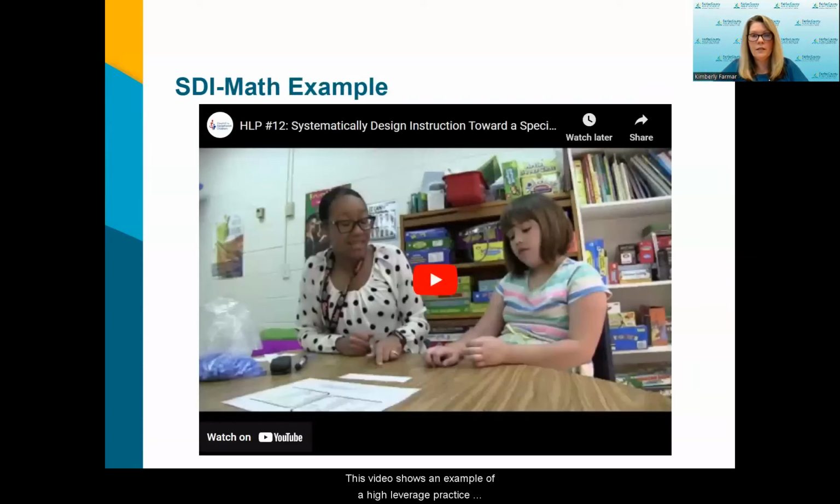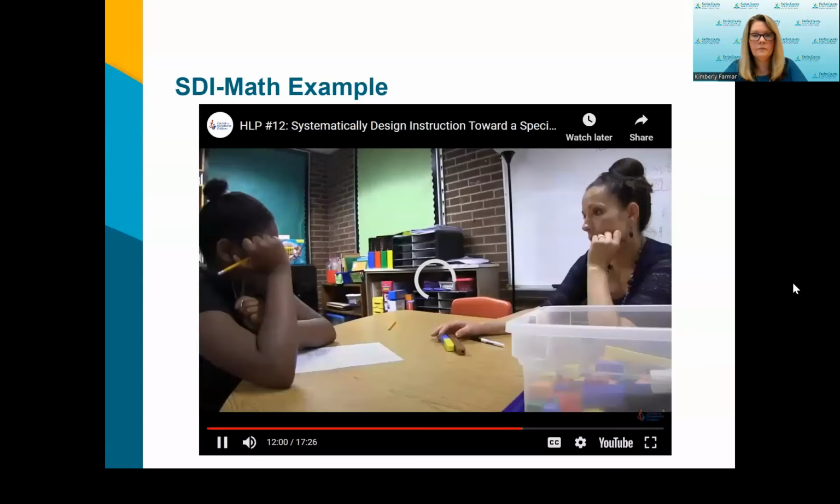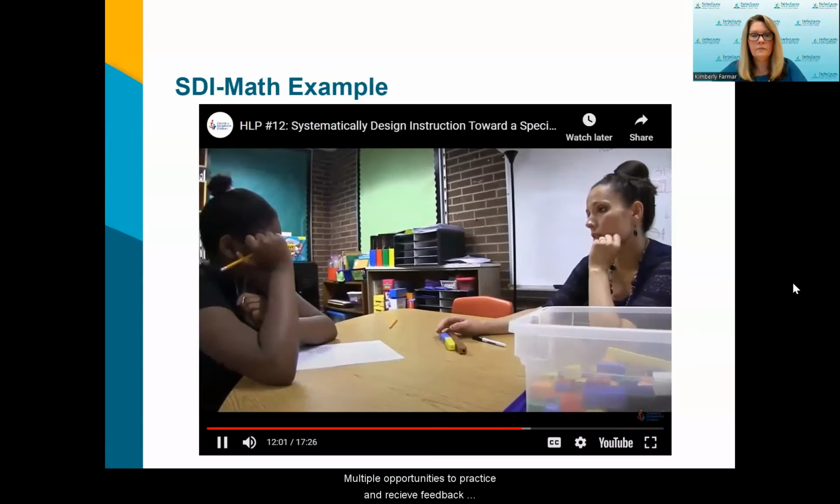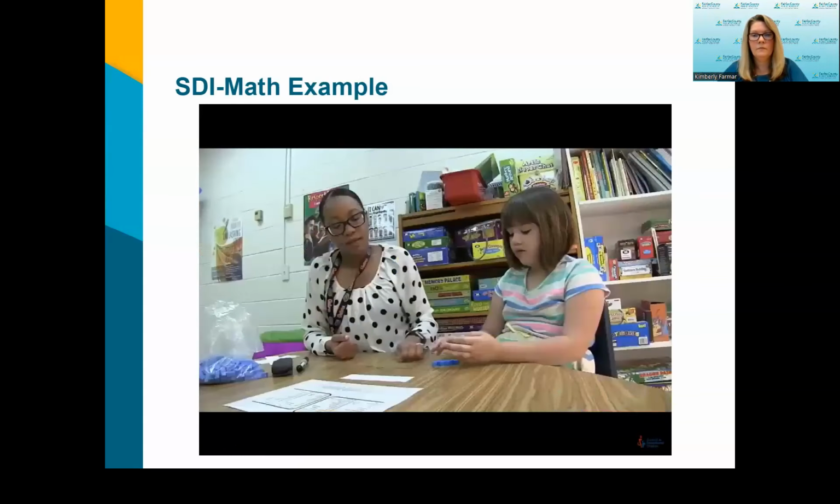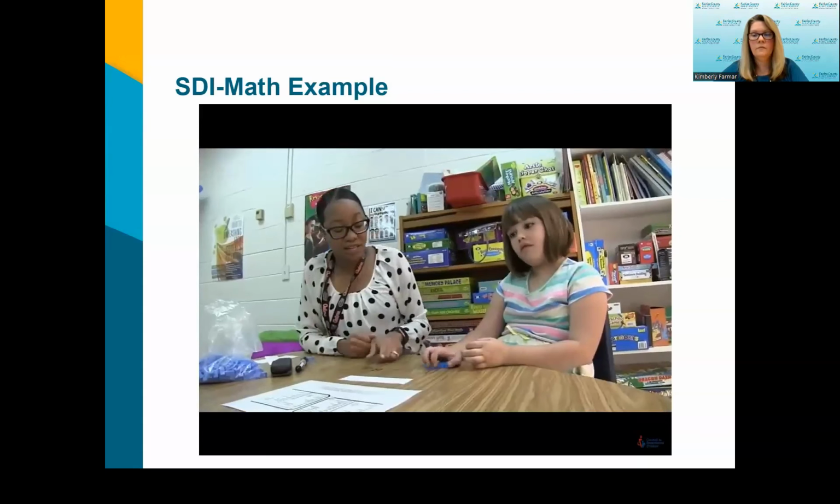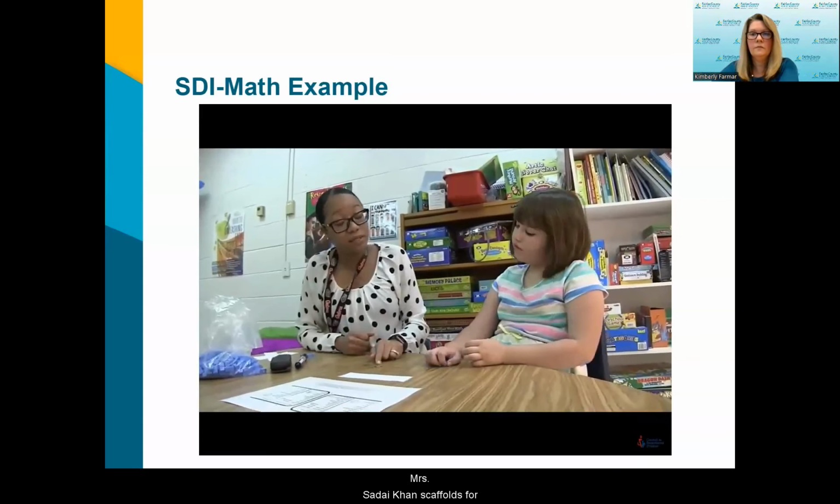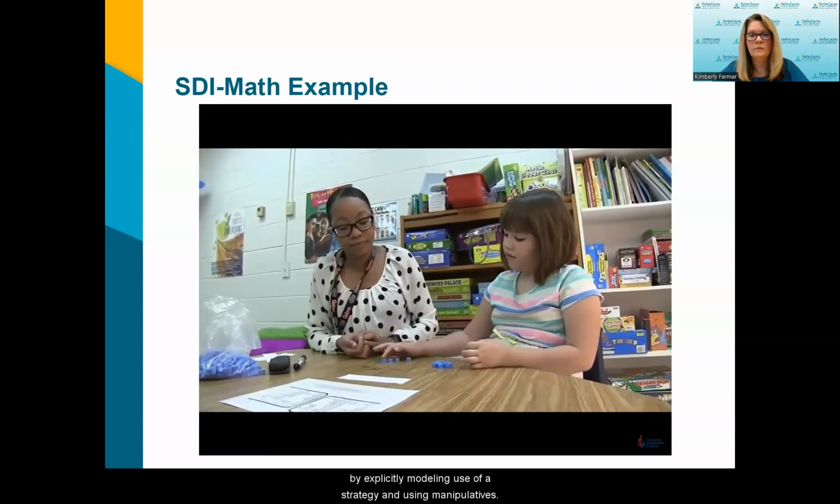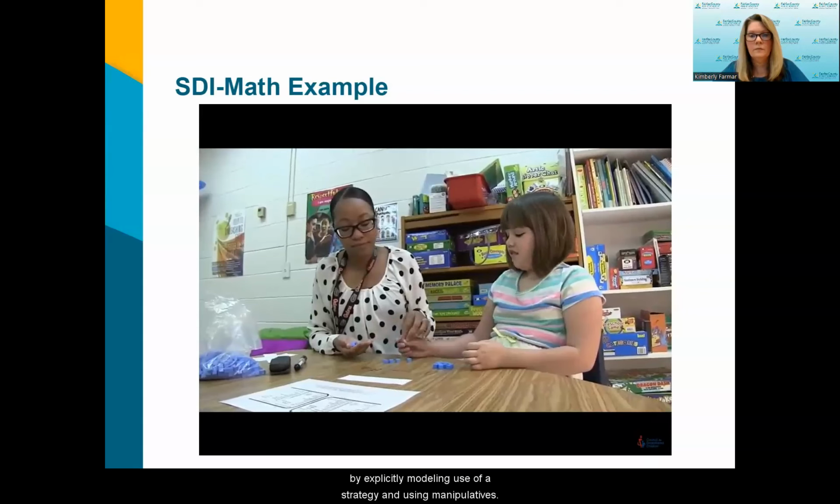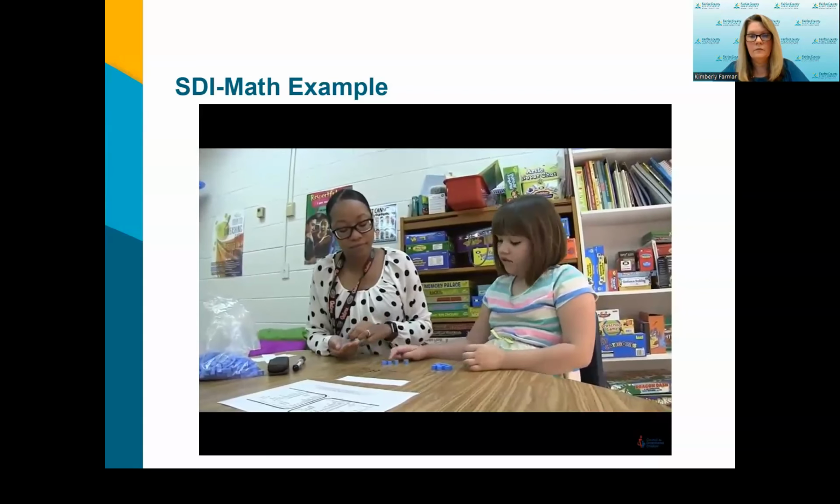This video shows an example of a high-leverage practice that focuses on systematically designed instruction towards a specific learning goal when providing specially designed instruction. Multiple opportunities to practice and receive feedback using the support. In this final clip showing an intensive mathematics lesson, Mrs. Sadai Khan scaffolds her students' success for solving word problems by explicitly modeling use of a strategy and using manipulatives.